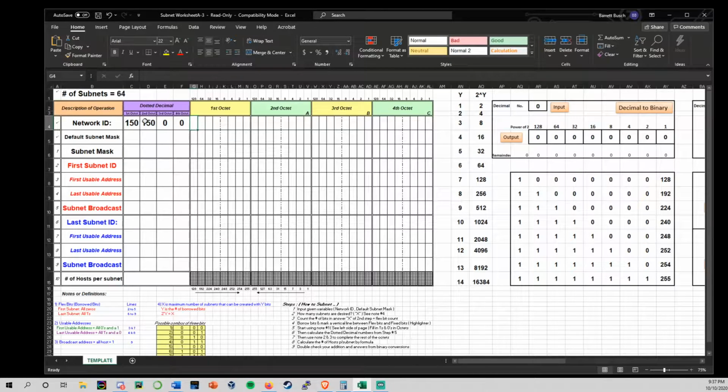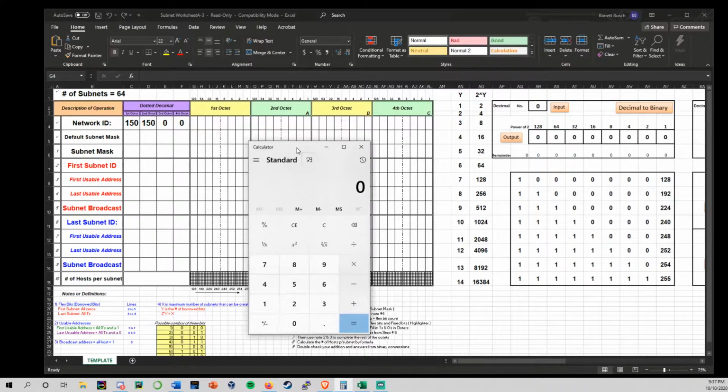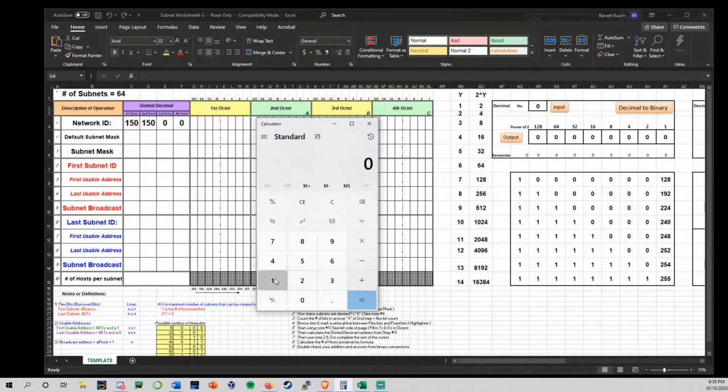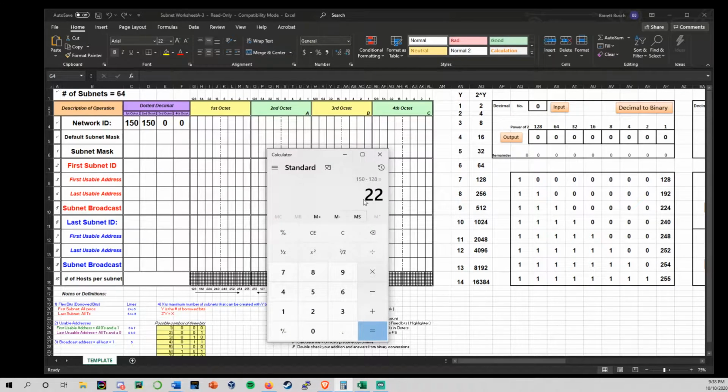We can actually do this manually by saying, okay, we have 150. So we're just going to focus on this first octet. So 150 minus 128. We could use a calculator, or, if you were maybe in an exam and no calculators allowed, you can either do it in your head, or you could usually use a sheet of paper. But here we could say 150 minus 128. So we have a remainder of 22.